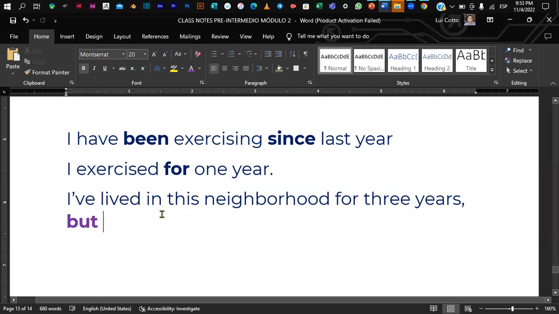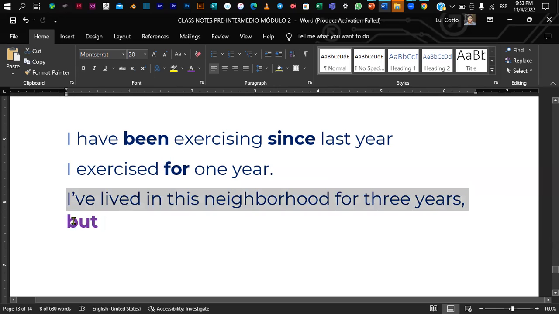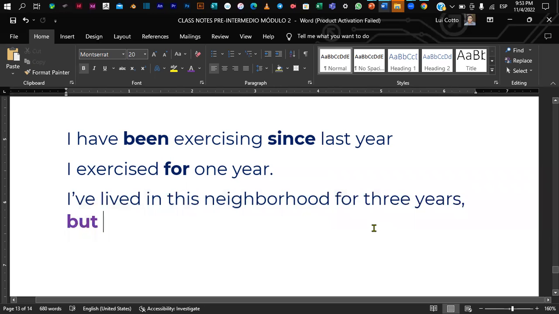Ok, la puede decir en español. El punto es que se puede hacer una negative sentence in contrast with the affirmative. Puedo decir algo bueno aquí y algo malo aquí. Pero no era buen vecindario. Ok, at the end, right? Al final. But.